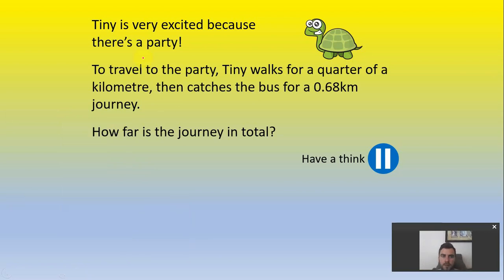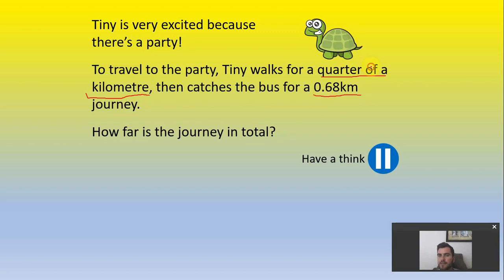So he's going to a party. He has to travel to a party. Tiny walks for a quarter of a kilometre. Okay, so I'm going to underline that. So he walks for a quarter of a kilometre. Then catches a bus for a 0.68 kilometre journey. How far is the journey in total? So we know we have to add a quarter of a kilometre to 0.68.